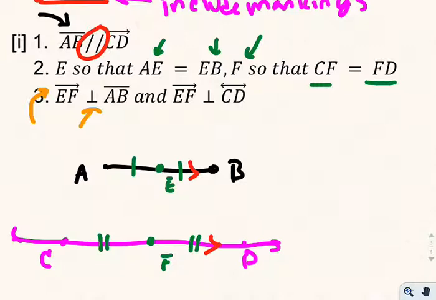So EF is a ray that starts at E and travels through F, and you've got to make it so it's perpendicular here and perpendicular here. Now I know it's not perfect, but again, the markings are what matter, so I intend them to be perpendicular, therefore they're perpendicular, right?